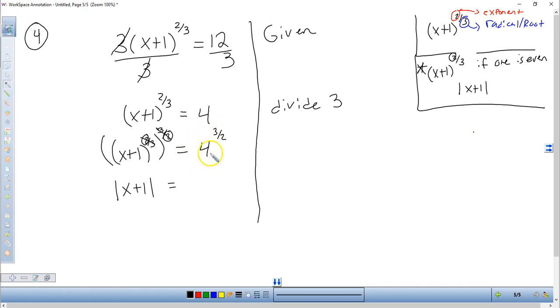Okay, now over here, 4 to the 3/2, just like we did with the 8. In this case we've got to square root, because the number on the bottom is our radical, so square root, then raise it to a power of 3. Well, square root of 4 is 2, and 2 to the 3rd power is 8.